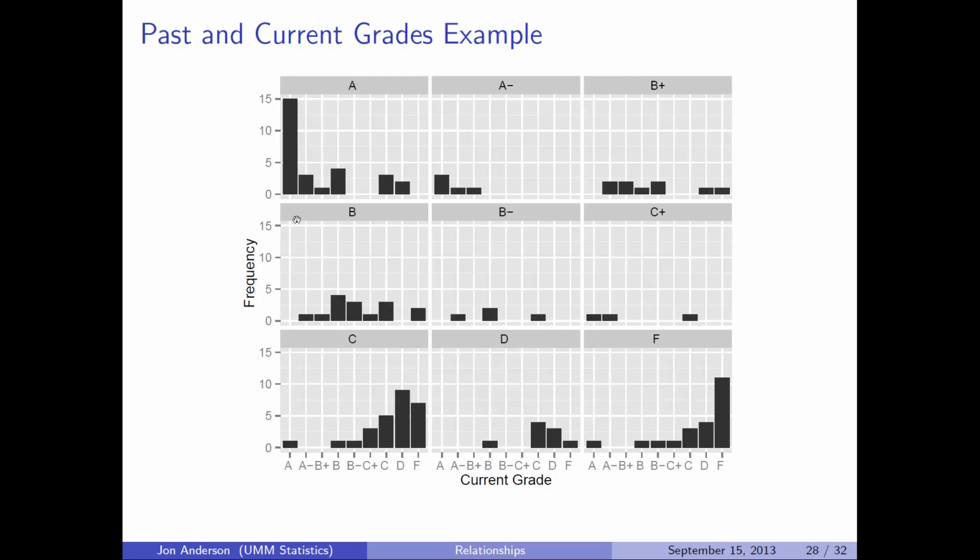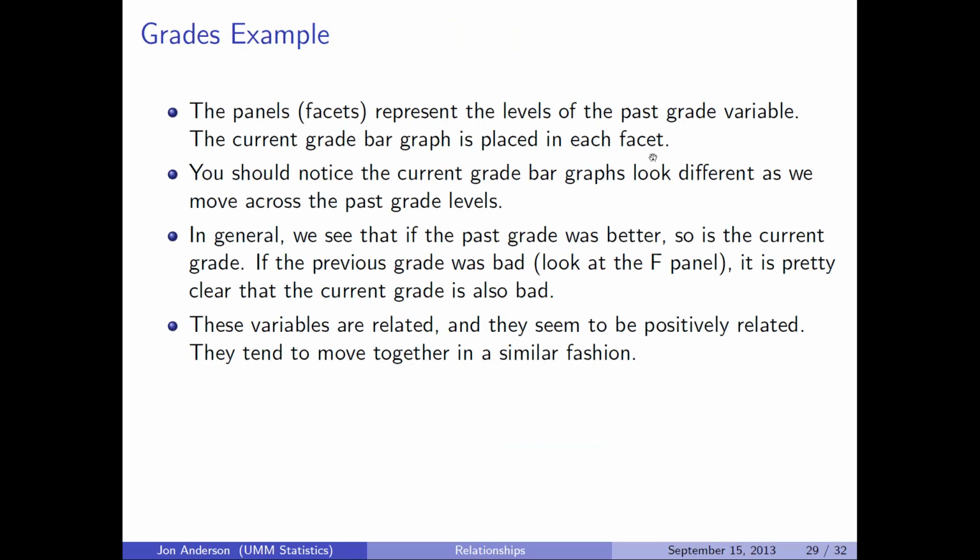No relationship would mean that it doesn't matter what panel you look at, the distribution that you see in the bars would be the same across all the panels. And you can see that's not true here. In this panel, we typically have good grades. In this panel, we typically have bad grades. In fact, in all of these bottom panels, we typically have bad grades. That's not true in the top panel. So there is a relationship between these two category variables.